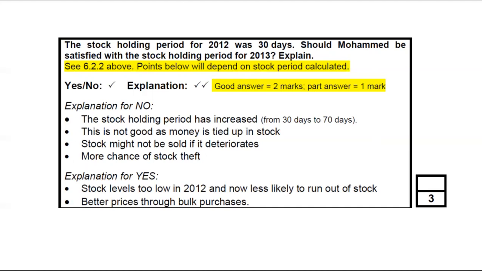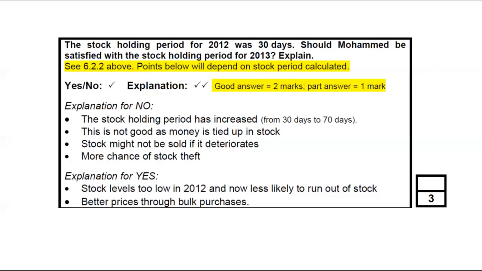Instead, you're incurring more holding cost. Stock might not be sold if it deteriorates, that is, if we are selling perishable goods. There is also more chance of stock theft. So if we have too much stock, there's a high chance that it will simply be stolen. Okay, if you chose yes, you can simply say stock levels were too low in 2012 and now less likely to run out of stock. But remember, you don't want your money to be tied up in stock, so you need to be holding stock at an optimum level. You don't want to hold too much stock, you also don't want to hold too little. Now a jump from 30 days to 70 days is a little bit too much.